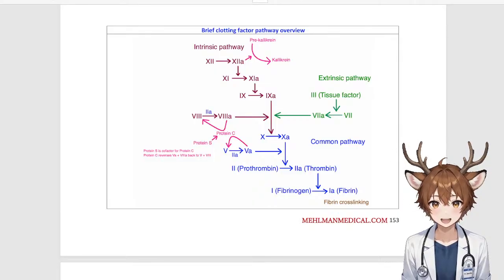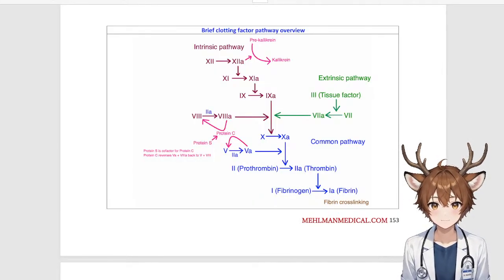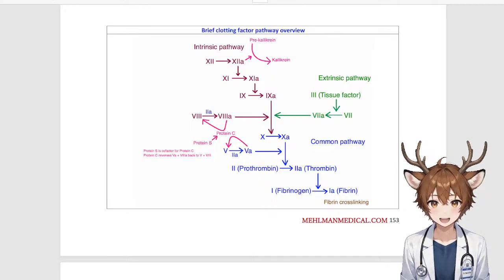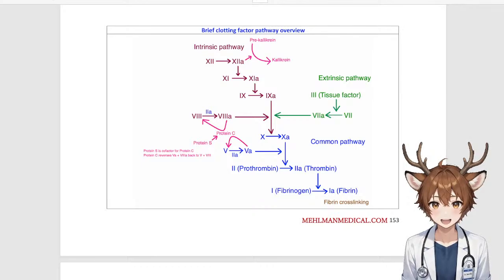Let me go look up a different one. So what is this called? The clotting cascade? I think that's not, well, here we go.